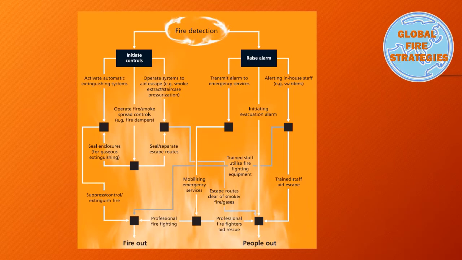This diagram illustrates the various functions a fire strategy can take in terms of using active and passive fire protection, from detection of a fire right through to two key objectives: putting the fire out and getting people out of the building.